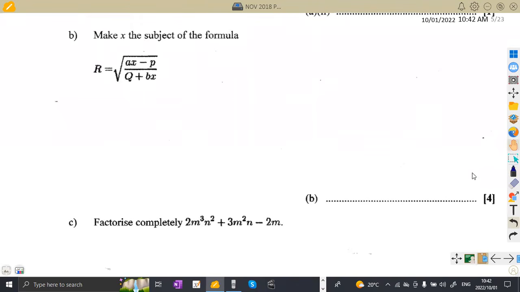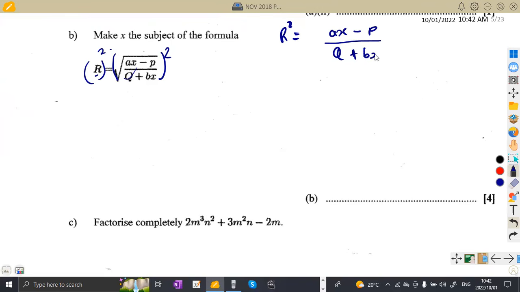B, make x the subject. So what do I have to do? Everything that has got x is being covered by this square root. So how do I remove this square root? Just square both sides. To remove the square root, I'm going to square both sides. So it's now r squared is equal to what? By just squaring both sides, I'm removing the square root. So what am I going to remain with? I'm going to remain with ax minus p over q plus bx.